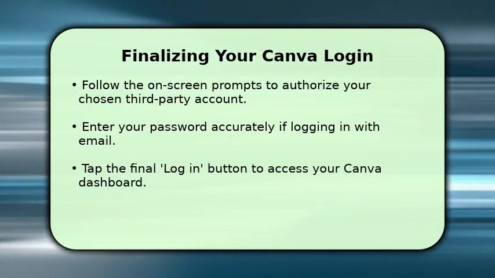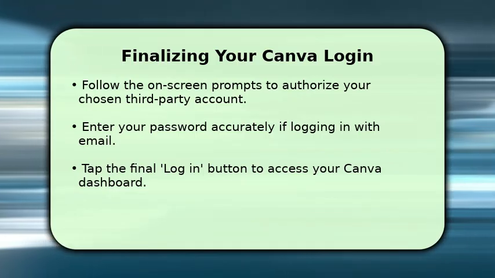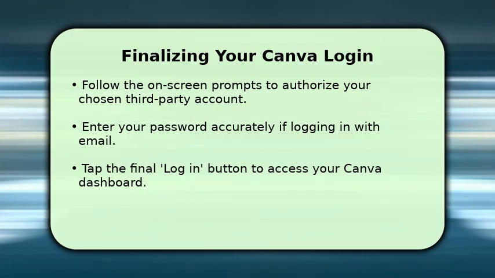If you chose a third-party option like Google, simply follow the on-screen prompts to authorize Canva's access. For email and password logins, carefully type your password into the designated box. Once all details are entered correctly, tap the final Login button. You will then be directed to your personalized Canva dashboard, ready to explore thousands of templates and design tools.